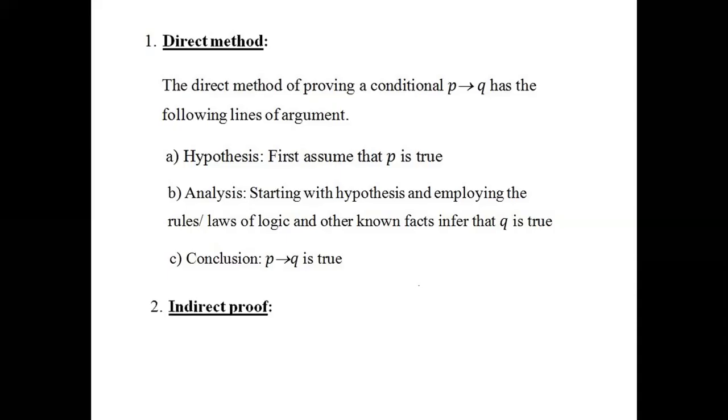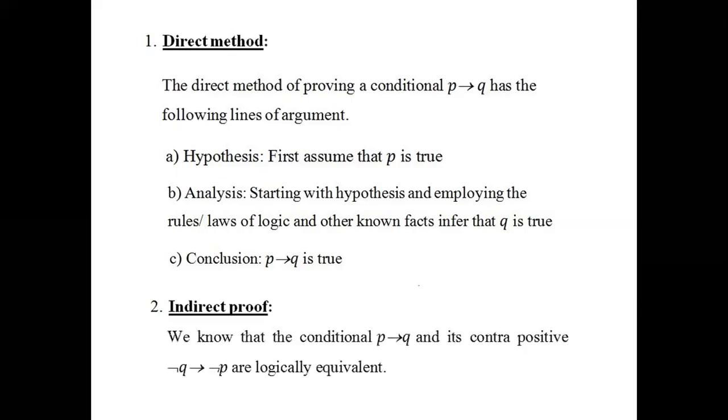Second method, indirect proof. We are familiar that the conditional P implication Q and its contrapositive, negation Q implication negation P, are logically equivalent to each other. We have already spoken about the contrapositive in the previous classes. So P conditional Q and negation Q conditional negation P are logically equivalent to each other.